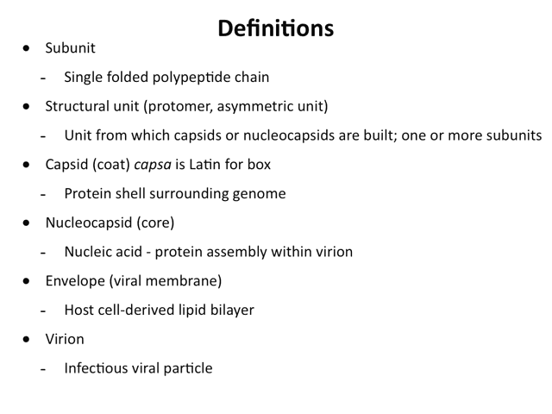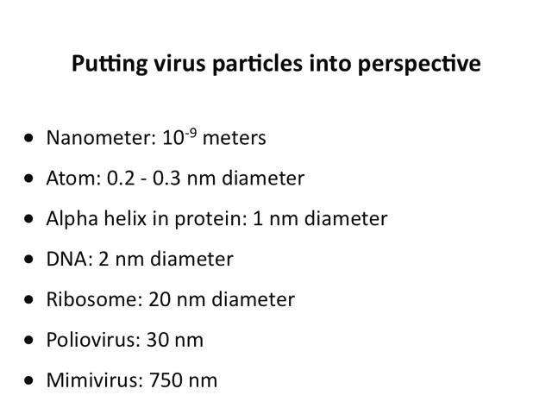The virion, of course, is the infectious viral particle. When I say virus, I'm using it as a generic term. Virion means a very specific thing. This is a virion, but only if it's infectious. If it's not infectious, which many viruses are, it's not a virion. So infectivity is inherent in the definition.